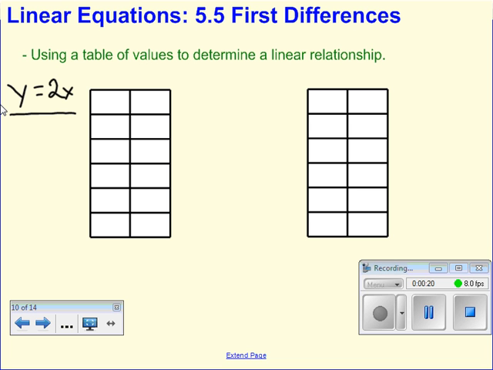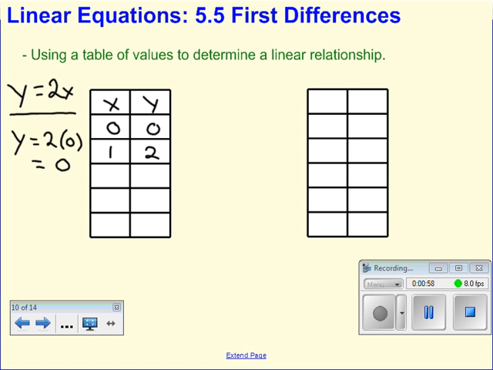I might not be sure if this is a linear relationship, so I'm going to have to apply my table of values. First I'm going to start off with an x value and then determine what the y value will be for this equation. So if x is equal to 0, if I use my equation, y is equal to 2 times 0, which is 0, and I put it into my table of values. Same for if x is equal to 1, I go through the same thing and I determine that y is now equal to 2.